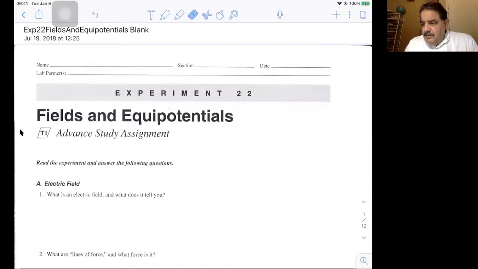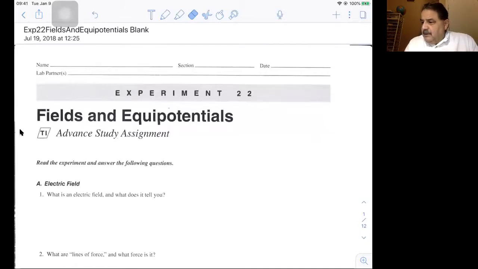This is an intro to experiment 22, fields and equipotentials. This should be a fairly simple experiment for you to do because there's no calculations. I may have a cat visiting me in a bit. There's no calculations to perform. It's just really observing.